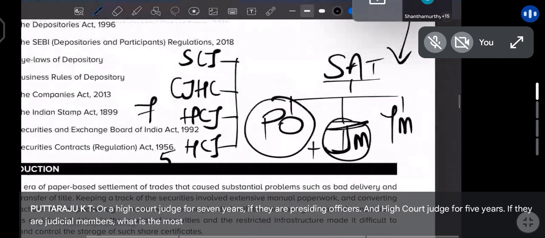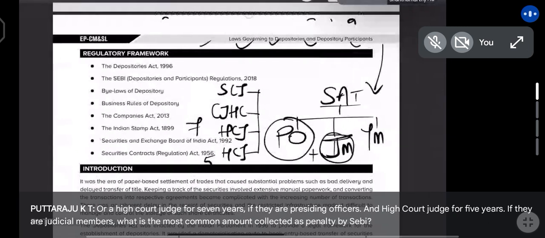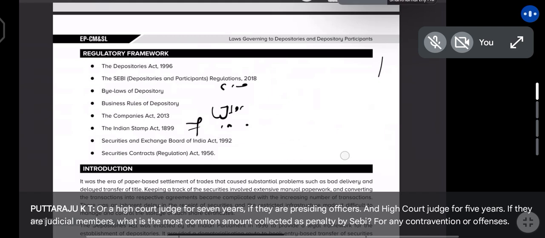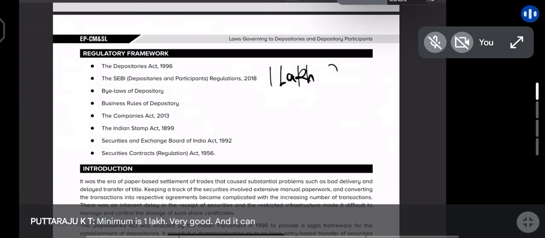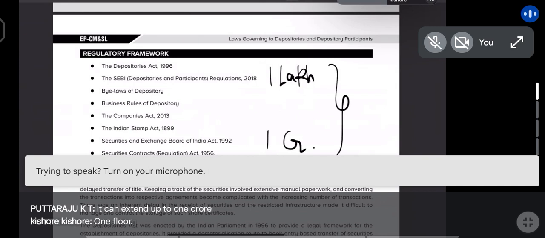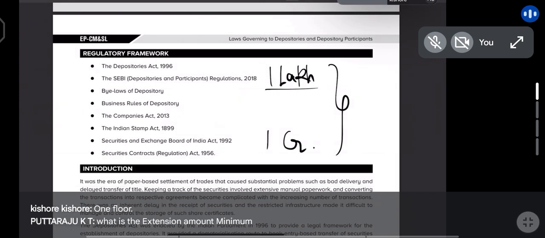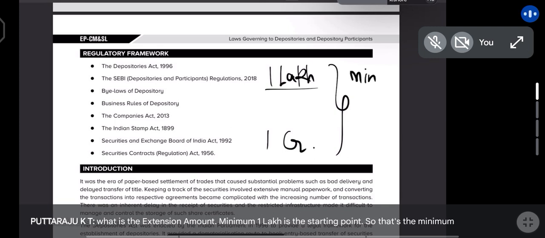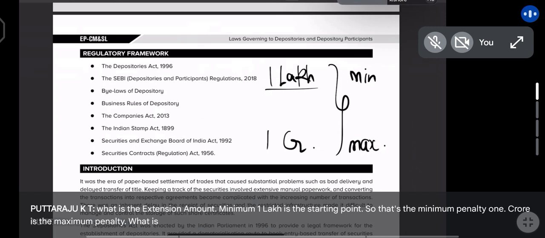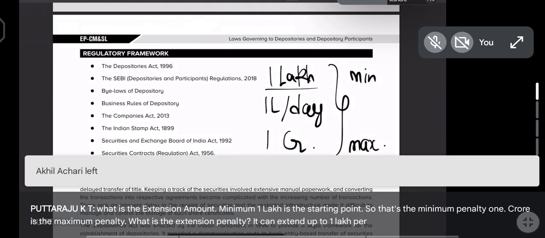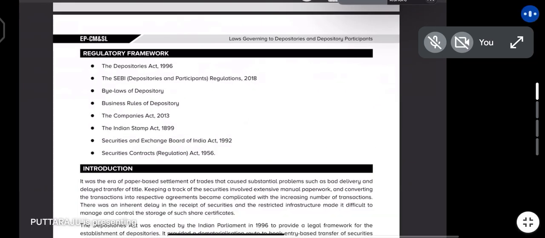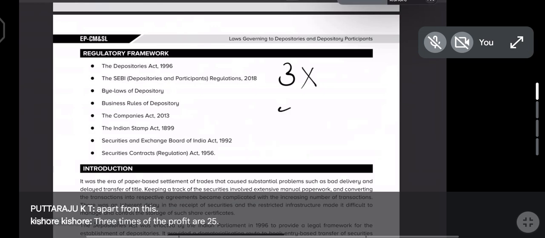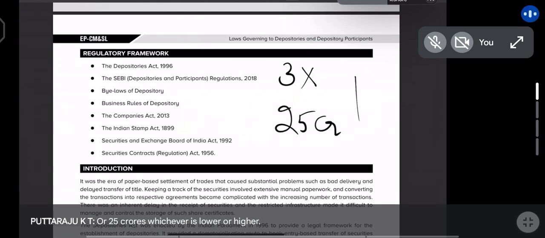What is the most common amount collected as penalty by SEBI for any contravention or offences? Minimum 1 lakh, sir. Minimum is 1 lakh. Very good. And it can extend up to 1 crore. Minimum 1 lakh is the starting point, so that's the minimum penalty. 1 crore is the maximum penalty. What is the extension penalty? It can extend up to 1 lakh per day. Now, what is the maximum penalty SEBI can collect? Apart from this, 3 times the profit or 25 crores. Whichever is lower or higher? Higher, sir. Whichever is higher.